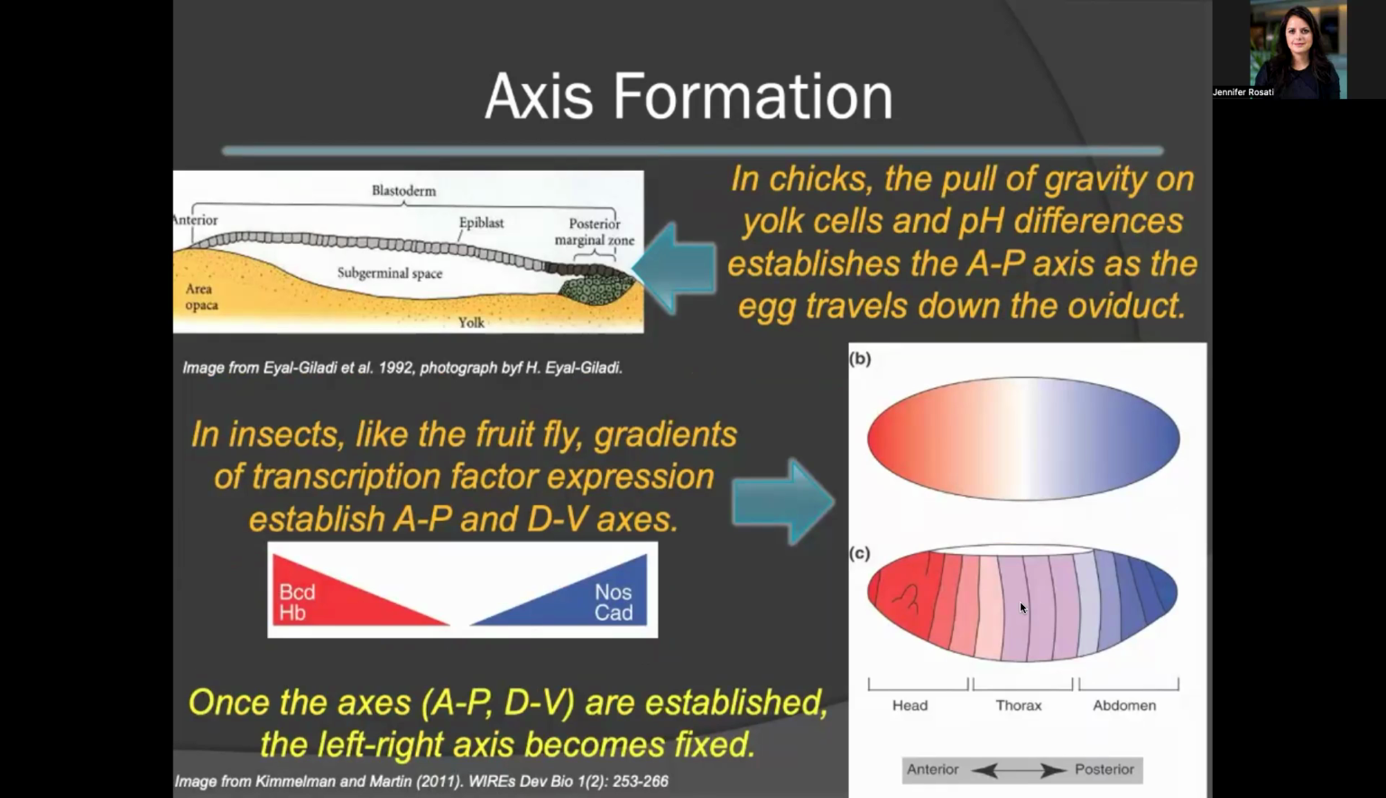In chicks, the pull of gravity on the yolk cells and pH differences become important in establishing the anterior to posterior axis. This occurs as the egg travels down the oviduct. In insects, like the fruit fly, gradients of transcription factor expression, such as the gradient of BCD, NOS, HB, and CAD genes, will help to establish the anterior-posterior axis as well as the dorsal and ventral axis, as seen in the diagram to the right. Once the anterior-posterior and dorsal-ventral axes are established, at that point the left and right axis of the animal becomes fixed.